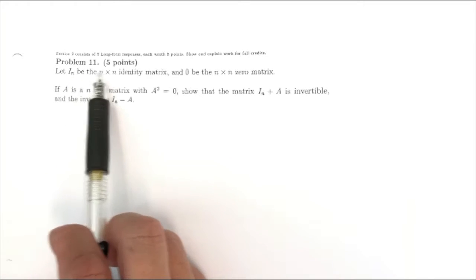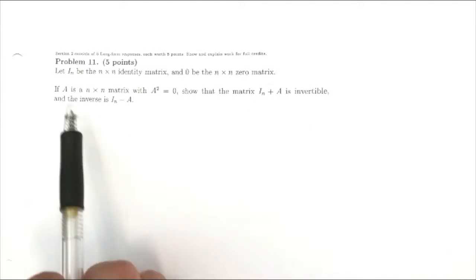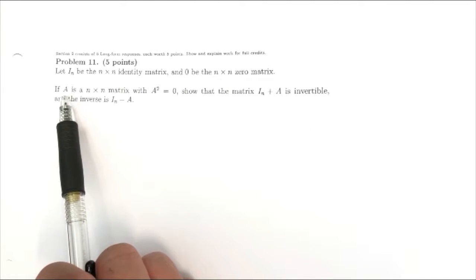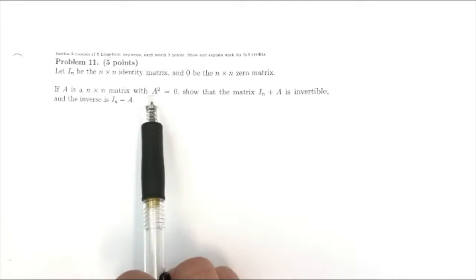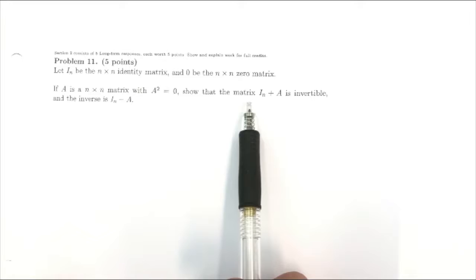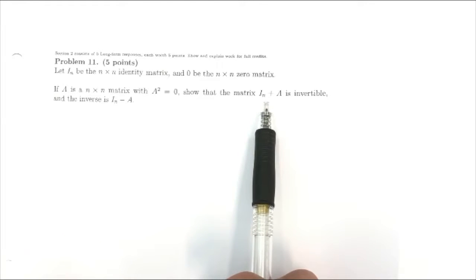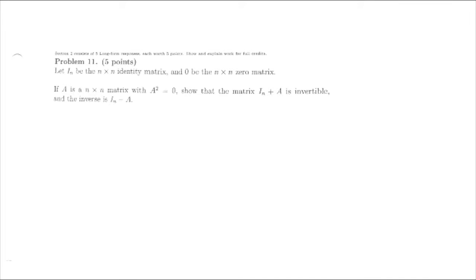This is the third video, and in this video we are going to talk about problem number 11 of our first exam. In this problem, we are given I_n to be the n by n identity matrix, 0 be the n by n zero matrix. The hypothesis is that we have a square matrix A of size n by n with A squared equal to 0. We want to show that under this hypothesis, the matrix I_n plus A is invertible, and not only that, the inverse is I_n minus A.